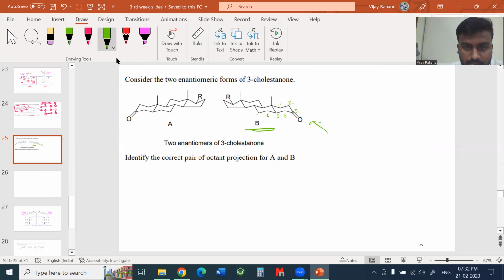This one is 6, this one is 7, 8, 9, 10, 11, 12, right? This one is 13, this one is 14, 15, 16, 17.